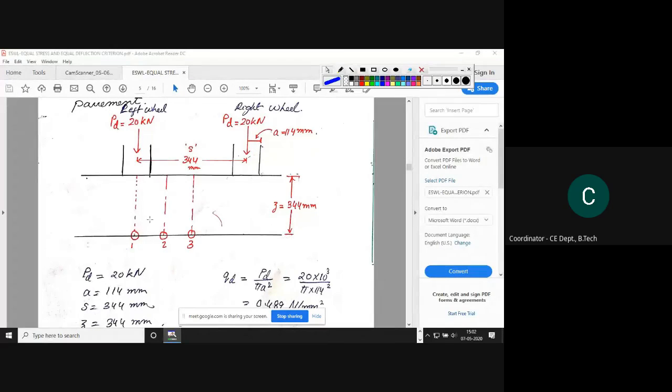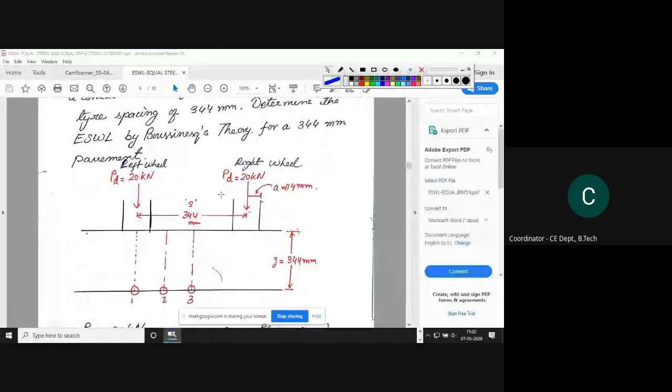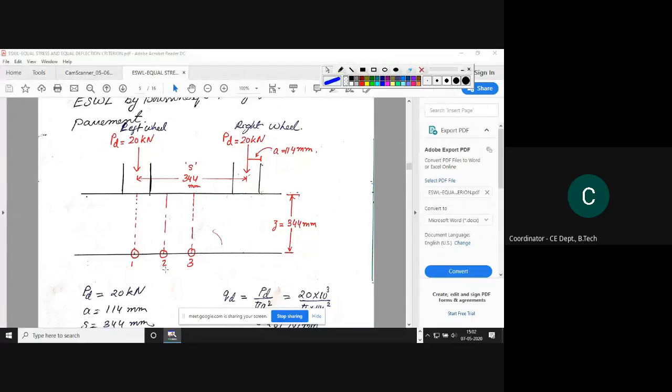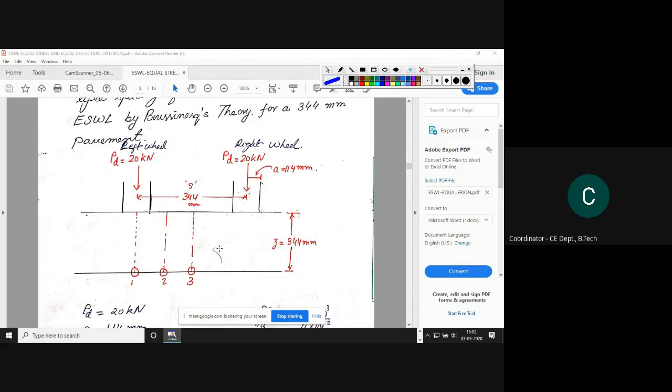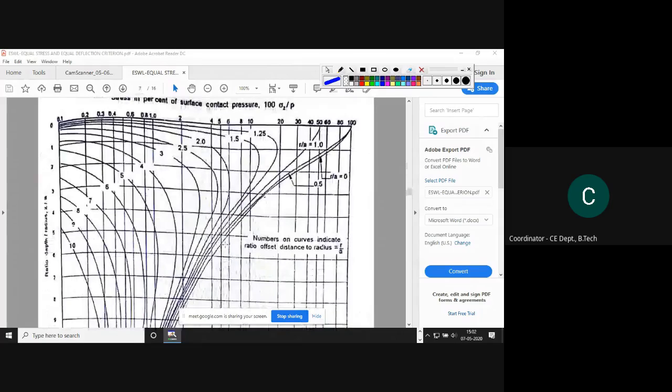And they have not given any critical points also. So for this case, we will consider 3 critical points. We are assuming that one will be just below any tire. Suppose this is that one. Another will be between the tires, in the middle distance, somewhere at the midpoint. And the third point will be the middle of point 1 and point 2, in between point 1 and point 2. So it is here, point 3. So point number 2 is this one. Now see here, in order to get this stress ratio sigma z by q from this chart, what are the other factors that are required to be determined?